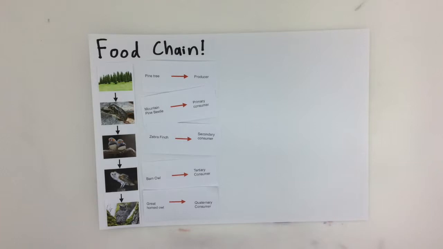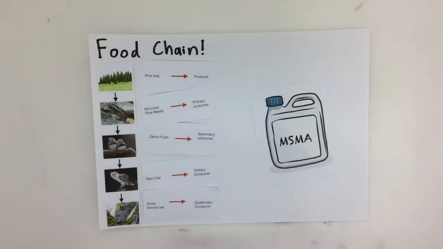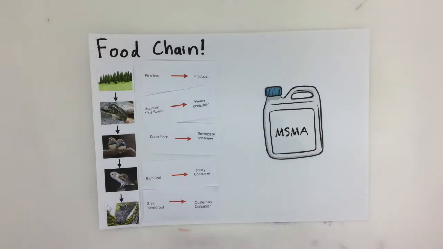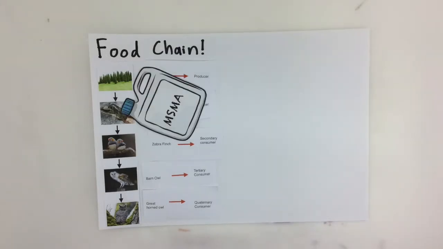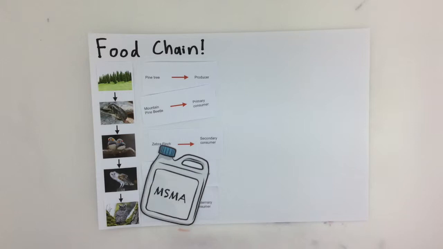One example of a possible biomagnification in this food chain is the magnification of MSMA arsenic pesticides. MSMA is used to both thin trees and to decrease mountain pine beetle populations. The MSMA will be passed up through the food chain through the pine tree and the beetle.